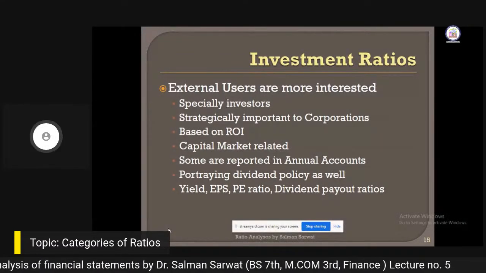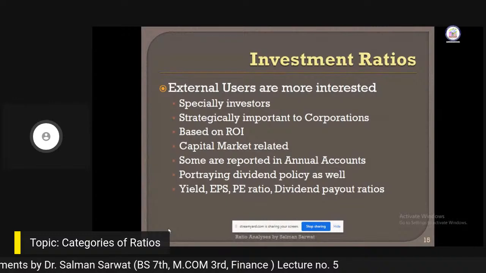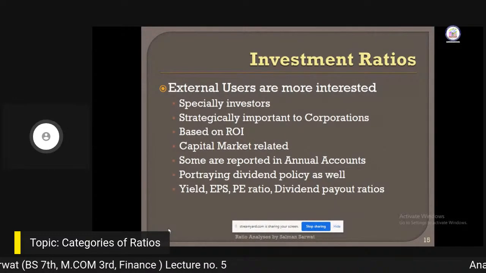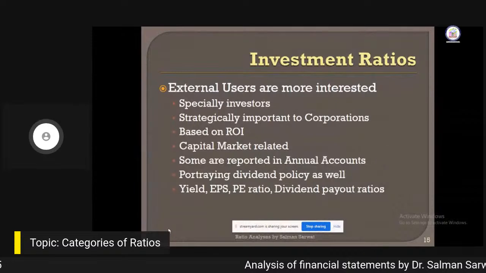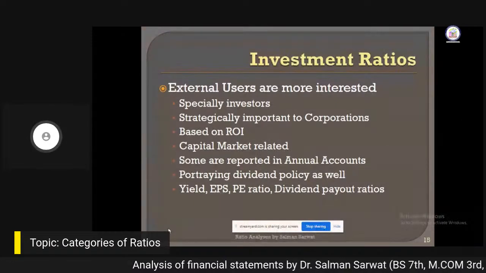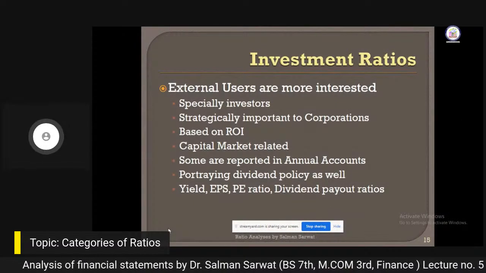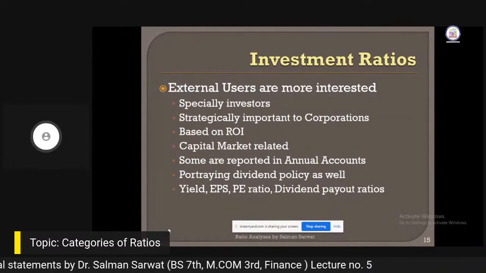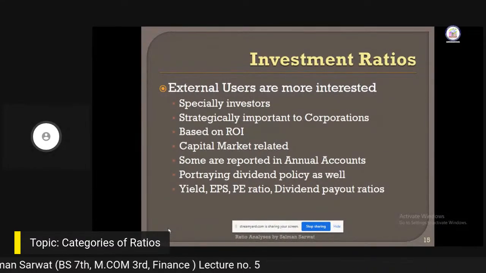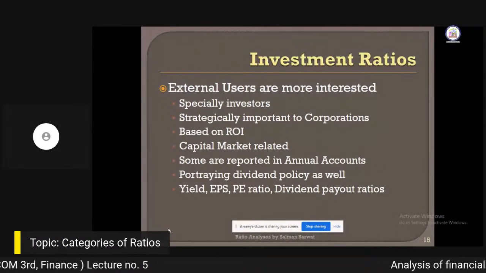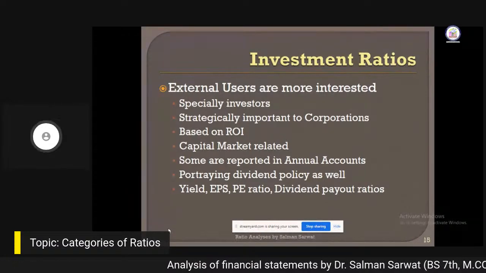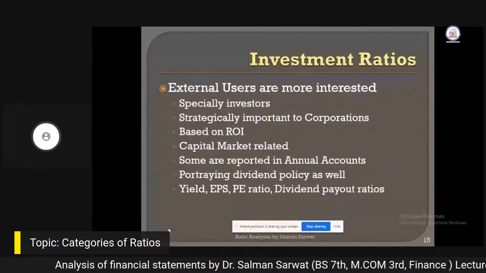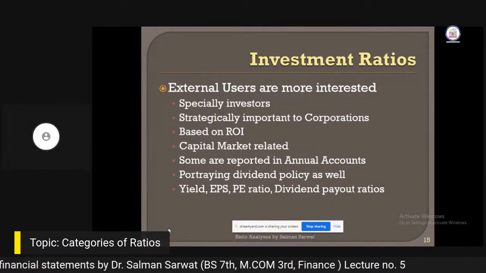So in these ratios, we will be calculating return on investment, return on asset. We will be calculating earning per share. We will be calculating PE ratio, dividend payout ratio, and yield. So this was the introduction about the categories of the ratios.